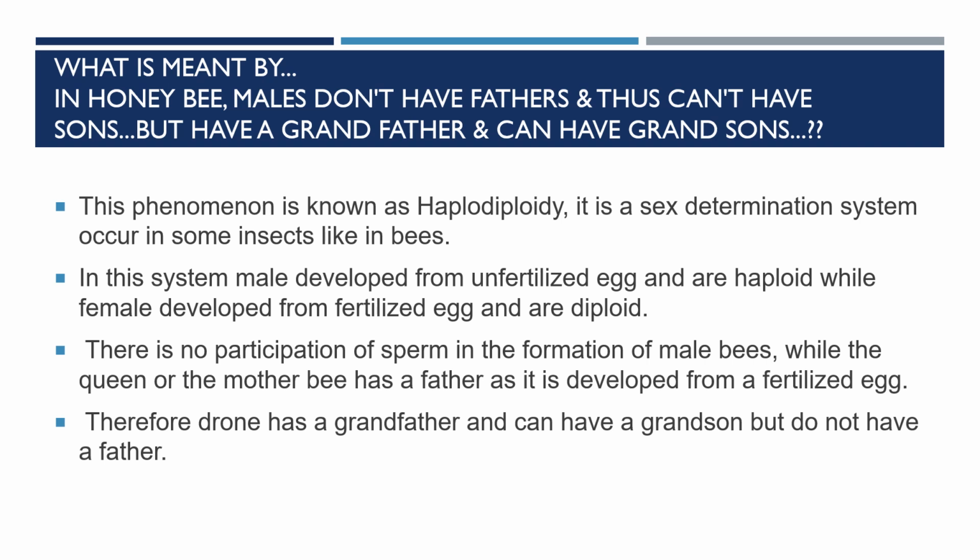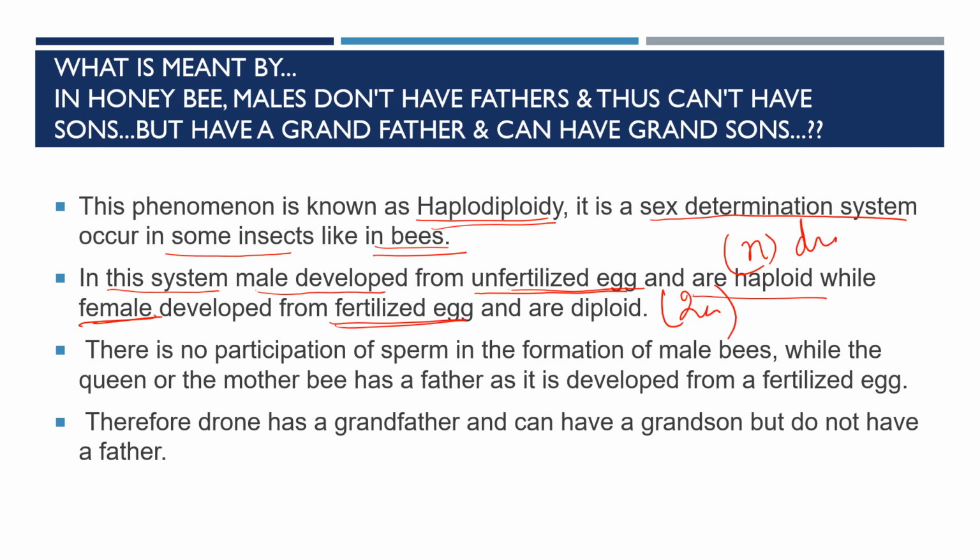We will first start with: this phenomenon is called haplodiploidy. We have already explained what that is. It is a sex determination system that occurs in some insects like bees. In this system, the male developed from the unfertilized egg is haploid, n number of chromosomes, while the female developed from the fertilized egg is diploid, 2n. The male developed will be a drone and the female developed will be a worker. Is it clear? There is no participation of the sperm here, so this is the process called parthenogenesis, where the drone is formed.